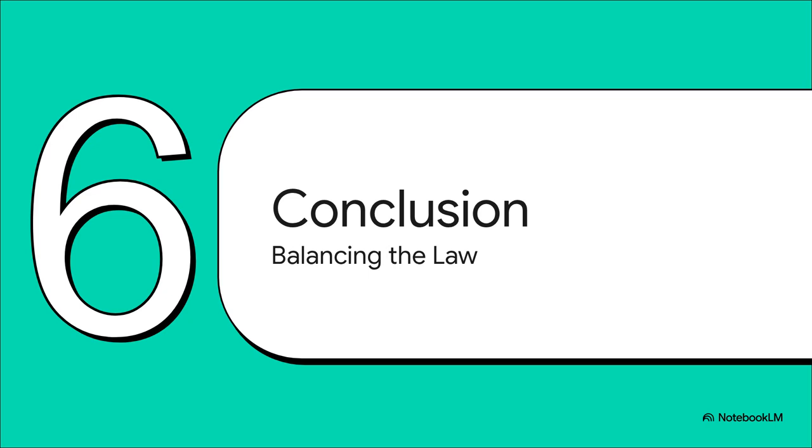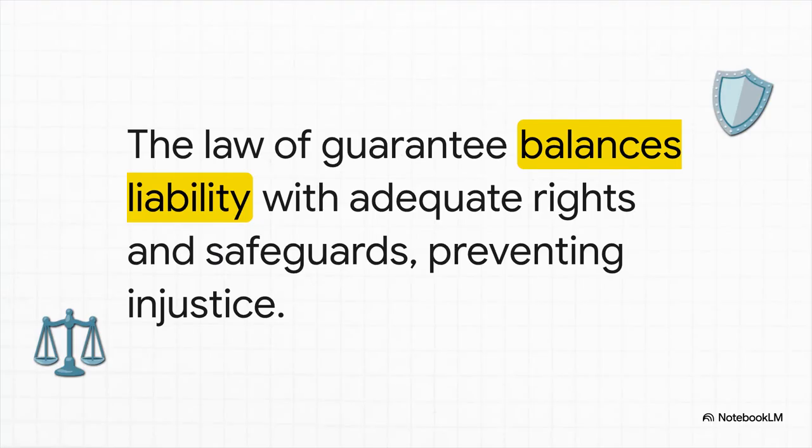Section 6. Conclusion. Every 16-mark answer must end with a definitive conclusion. The law of guarantee balances the liability of surety with adequate rights and safeguards, preventing injustice. This brilliantly illustrates how you should perfectly cap off your answer script. While the surety undertakes a massive financial responsibility for another person's debt, the Indian Contract Act explicitly prevents exploitation. Through powerful rights like subrogation and indemnity and very strict discharge modes regarding unconsented variances, the statute absolutely ensures fairness.